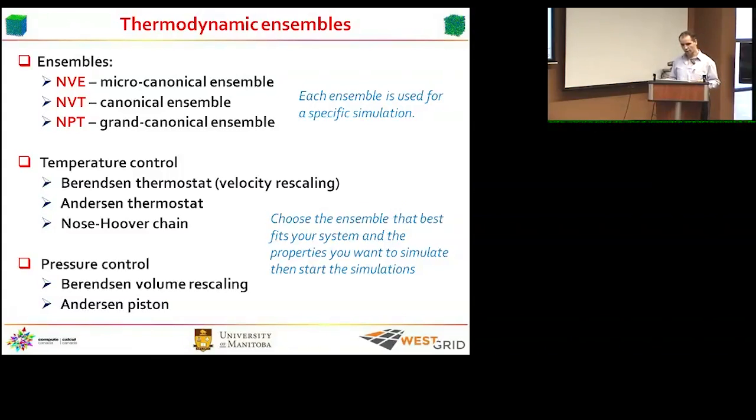Another ingredient, so we have to control the temperature. There are many ways to control the temperature. The easy way is velocity rescaling. So for example, you run the simulations for a few steps, then from the velocities you can compute the temperature of the system. Then you compare this to the temperature of the simulation used, then you rescale to change the velocities, then continue.